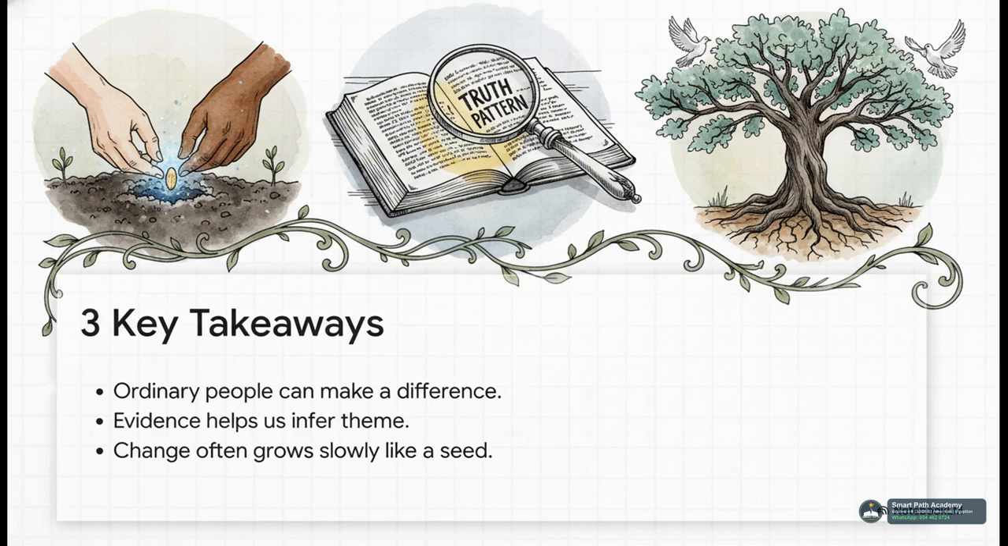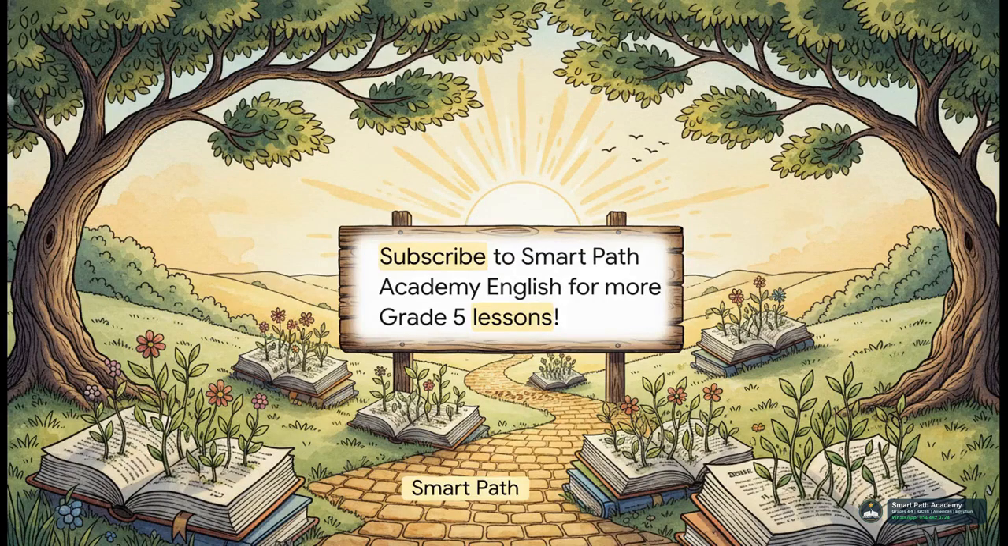Number 2, text evidence plus background knowledge is your secret formula for inferring themes in historical fiction. And number 3, change often grows slowly, just like a seed. That difficult work is always worth continuing, even if the results take years to show. You guys have done fantastic work today. You've expanded your vocabulary, unpacked some really complex themes, and experienced history from a totally new point of view.